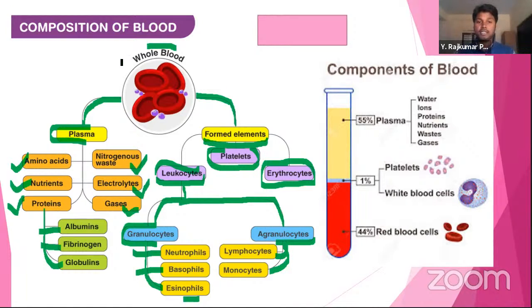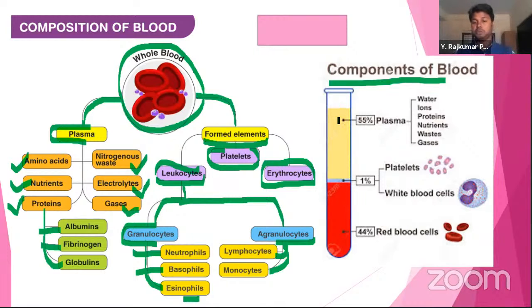Okay, so this is the composition of the whole blood. You have studied about all these in the first year. I am just recapitulating so that this system is most related to the blood. That's why I am repeating this. What are the different components of blood?